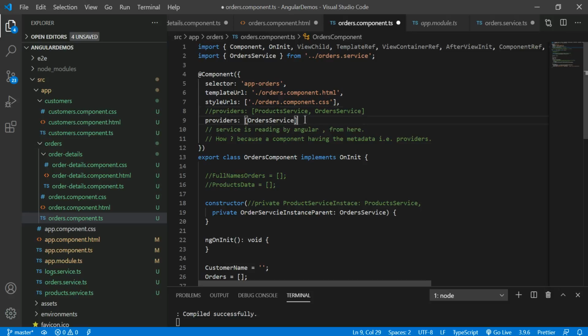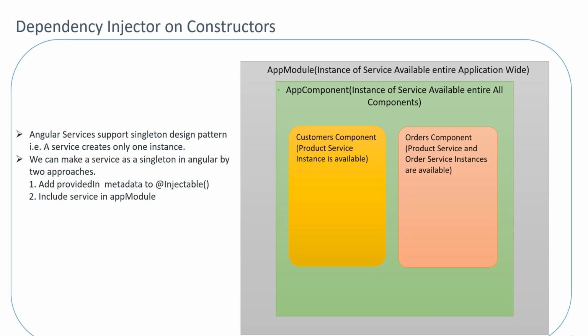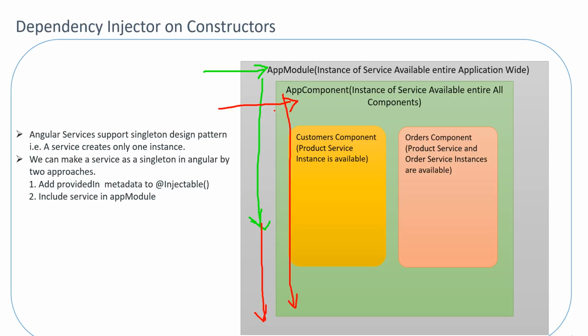Before resolving this issue, let me show you one small diagram. See the first, app module: if I give the instance, or the reference of any service, say XYZ, it should be available in the entire application. If I give the instance in the app component, that reference should be available entirely. If I go to the customer component, any component, that service should be available entirely in the customer component, and in orders also.